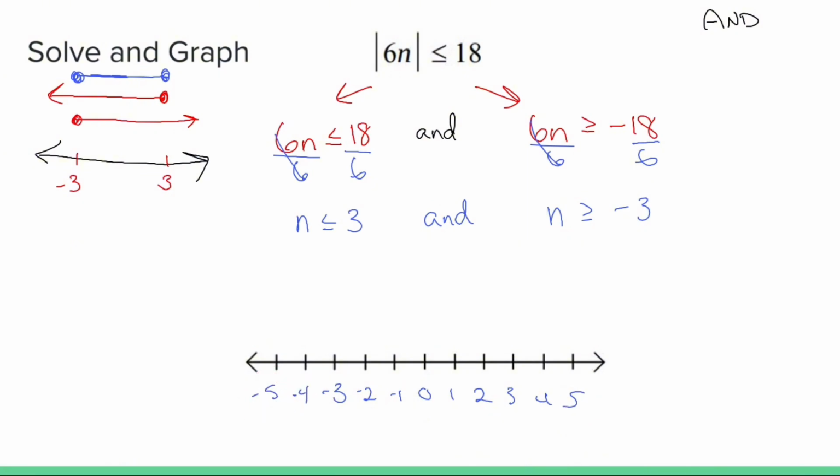We'll fill in a circle at -3. We'll fill in a circle at regular 3. And we'll fill in everything in between. And that, ladies and gentlemen, is a very basic absolute value inequality.